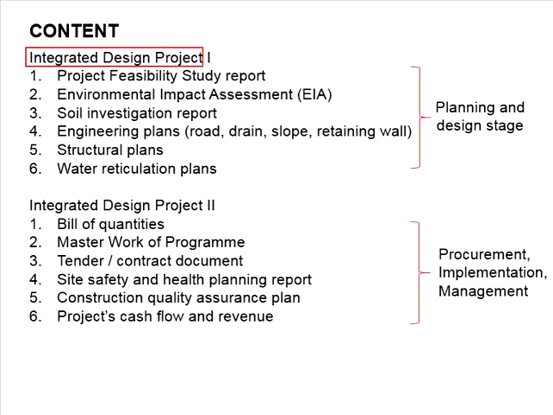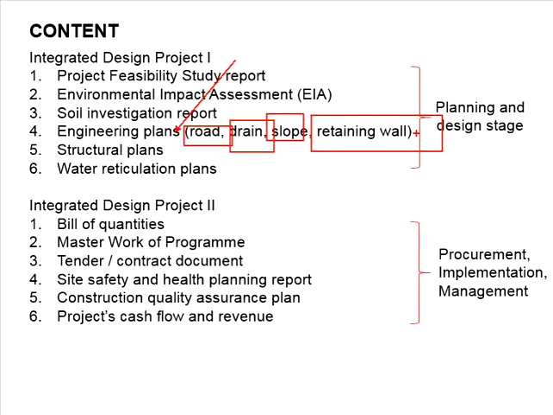The integrated design project 1 is referring to the planning and design stage, and the students are required to produce the project feasibility study report, environmental impact assessment, soil investigation report, engineering plans for road, drain, slope, retaining walls, structural plan for buildings, water reticulation plans.